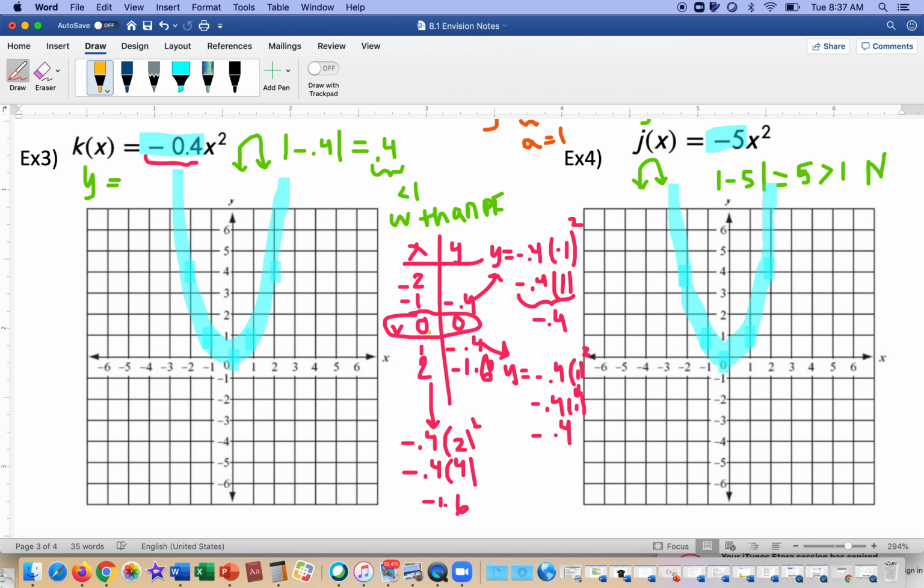Okay, so I'm going to do the equidistant trick. If I know that 1 is 1 unit to the right, I know that negative 1 is also 1 unit to the left, so their y values are going to be the same. That's why we have negative 0.4 and negative 0.4. Then similarly, negative 2 and 2 are 2 units away, so their y values are going to be the same also. So I'm also going to have negative 1.6.